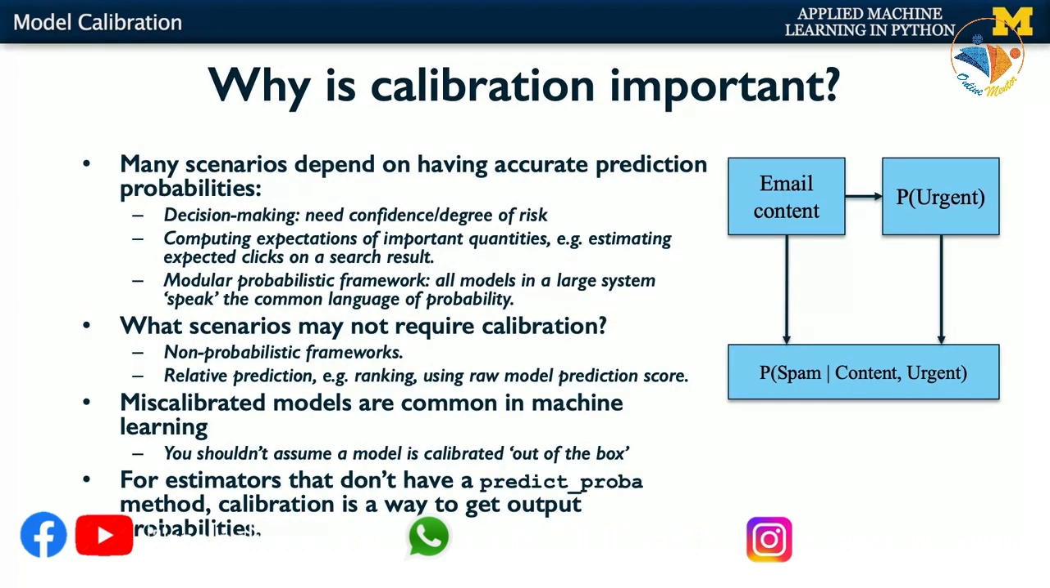So why is it important for a predictive model's probabilities to match reality? Why is it important that they be well calibrated? Well, there are a number of different scenarios that depend on having accurate prediction probabilities. As I mentioned before, if the classifier is being used as part of some important decision process, and this is typical in many scenarios, both in machine learning and in human decision making.